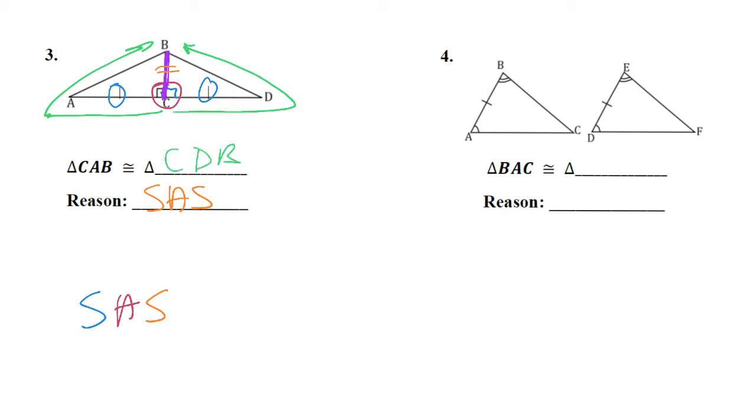All right, let's look at number 4. So we have a set of angles. We have a set of sides. I always just start on whatever's the most outside. Then we have a set of angles. Hey, we got angle, side, angle. Look at us go.